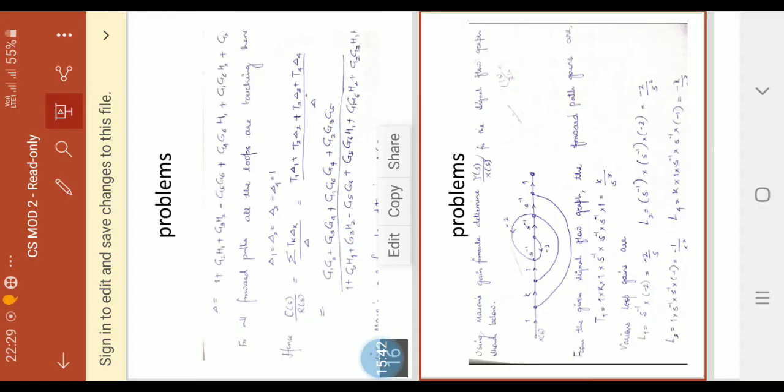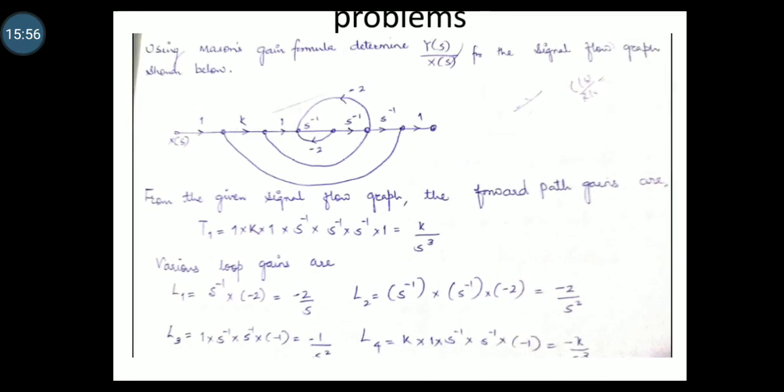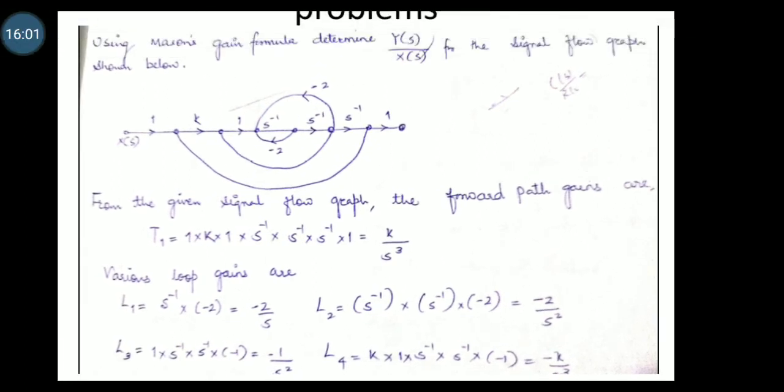Okay. We'll take one by one. Using Mason's gain formula, determine y of s by x of s for the signal flow graph shown below. Now, this has been given. From the signal flow graph, the forward path gains are T1 is, so how many forward paths are there? We'll write 1 into k into 1 into s raised to minus 1 into s raised to minus 1 into s raised to minus 1. This is a forward path.